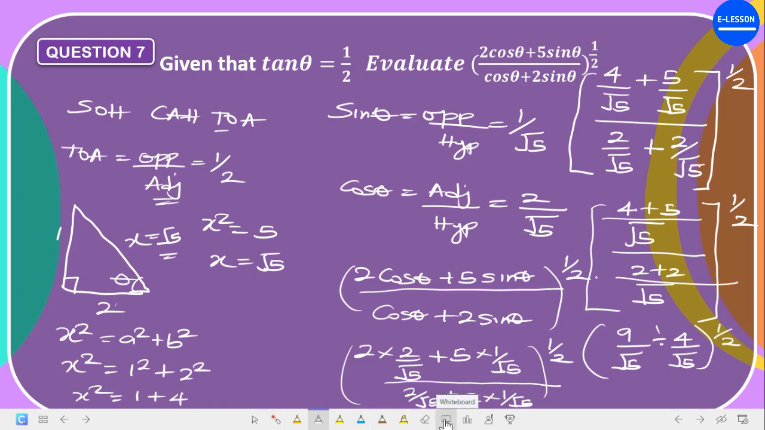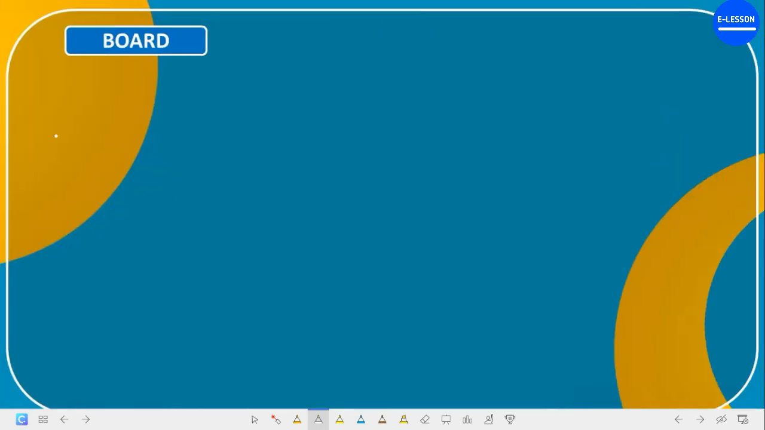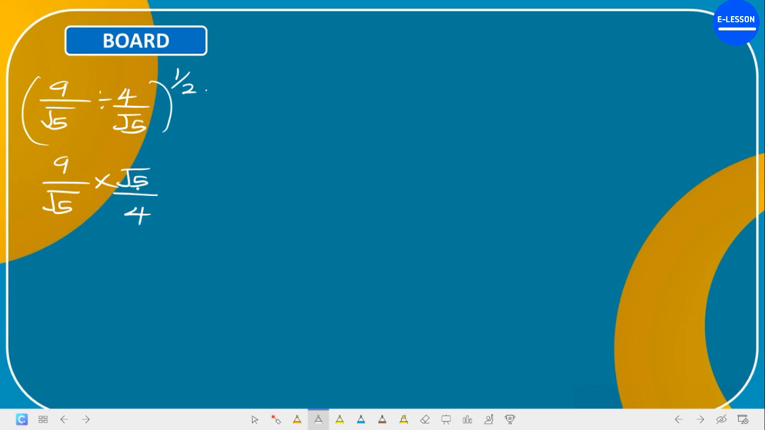So our answer will be, we have 9 all over root 5 divided by 4 all over root 5, bracket 1 all over 2. Now, if it changes division sign to multiplication, what are we going to have? We have 9 all over root 5 times, this one becomes root 5 all over 4. Root 5 cannot cancel root 5. Of course, don't forget your raised to the power of half. So we are left with 9, then everything here raised to the power of half.